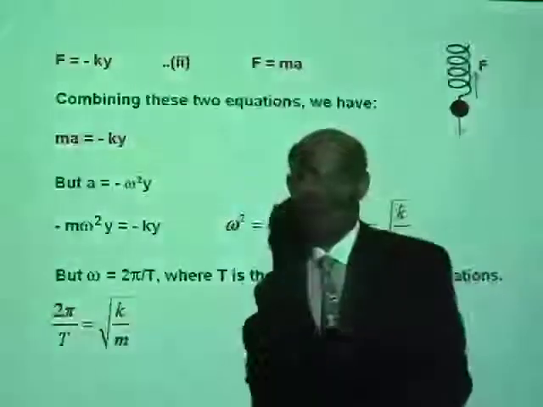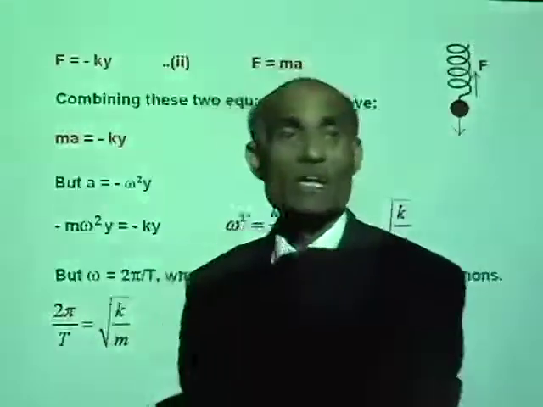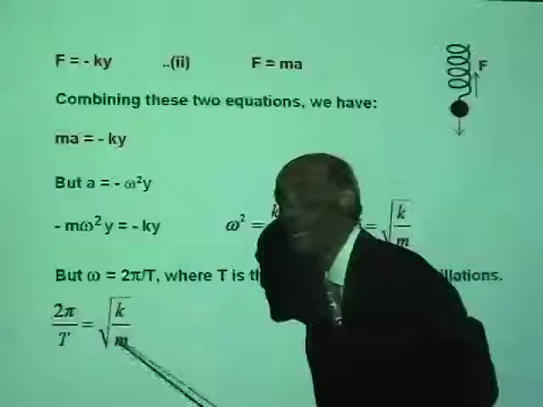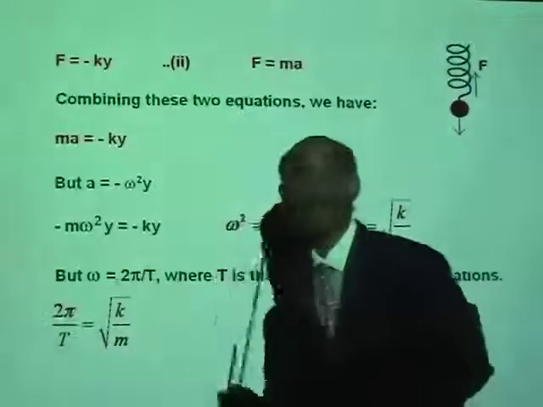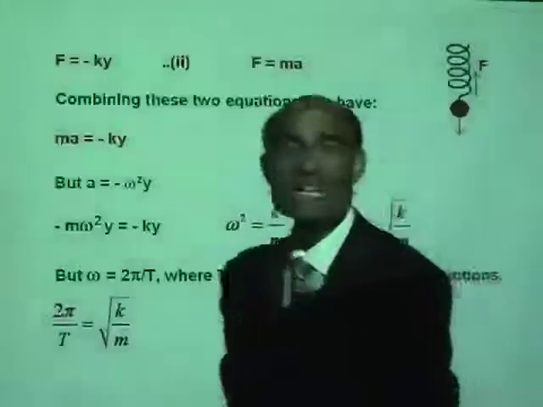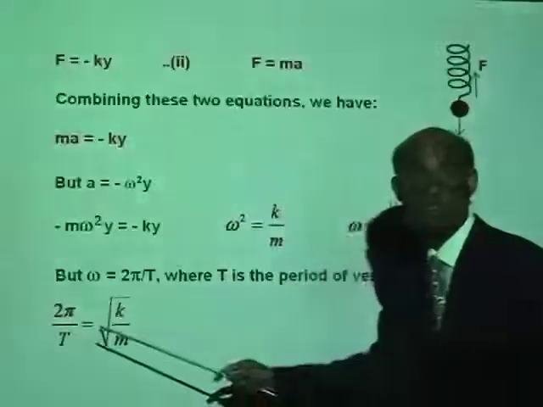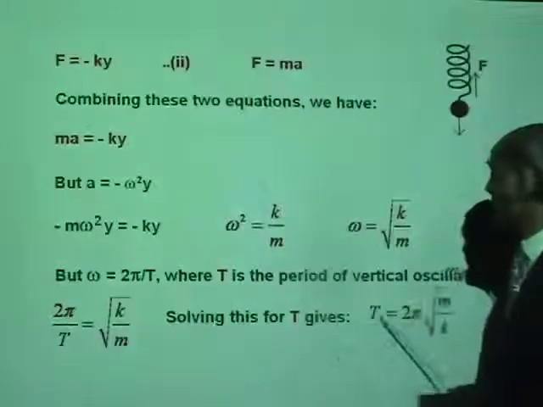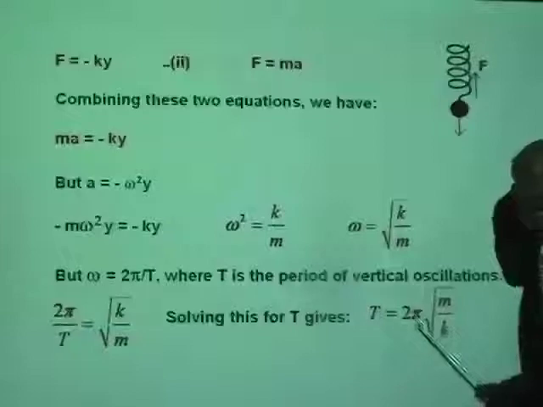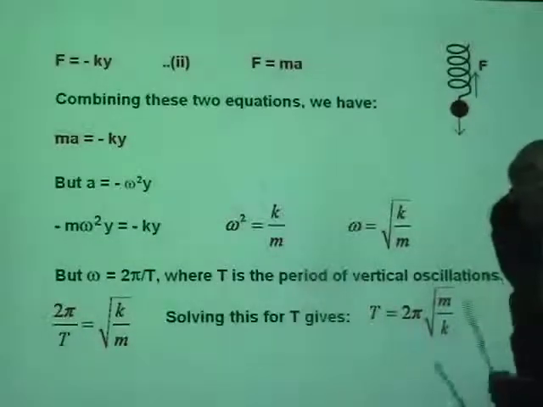So, we have 2 pi divided by the period equal to square root of k over m. Can you solve for T from here? What is T equal to? Well, I'm going to simply give it to you, but I want you to solve it on your own. Solving for T gives me T equal to 2 pi times square root of m over k.